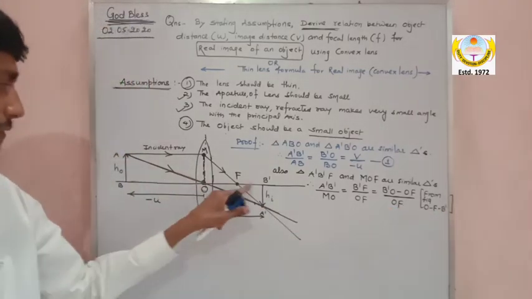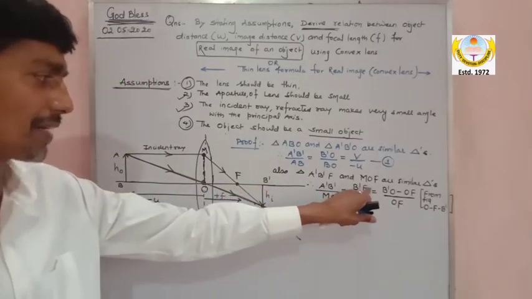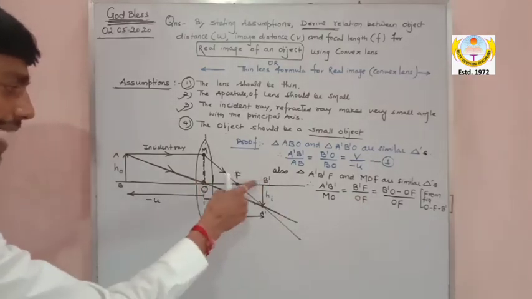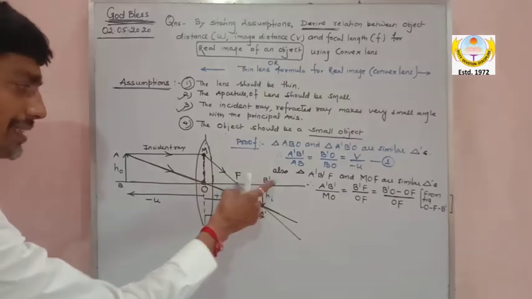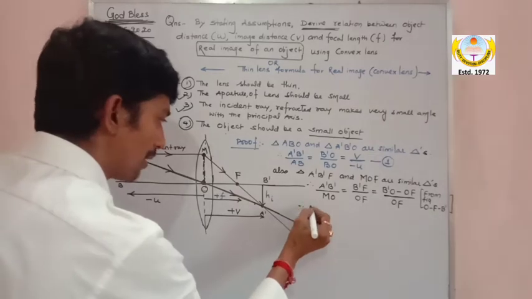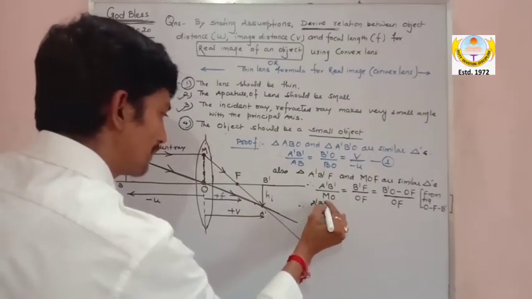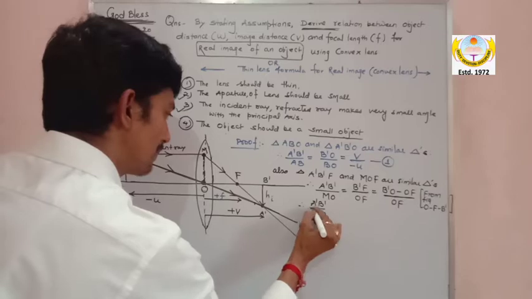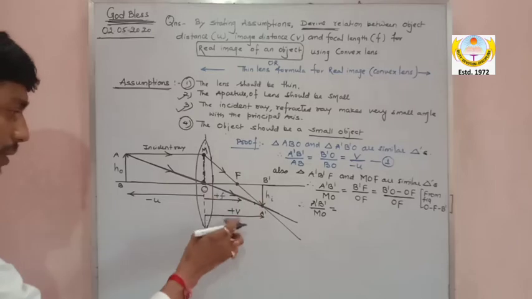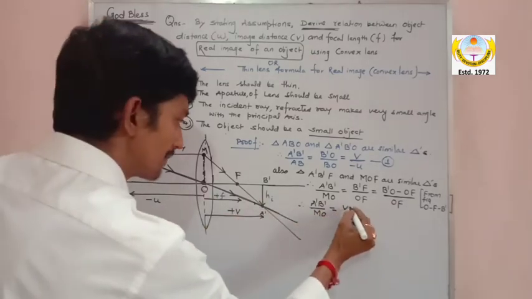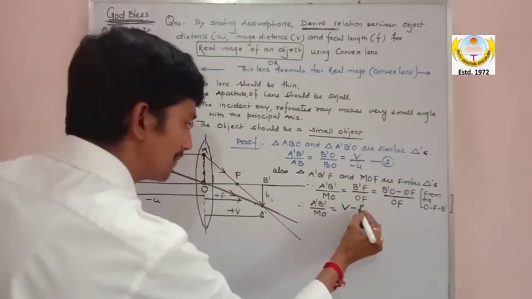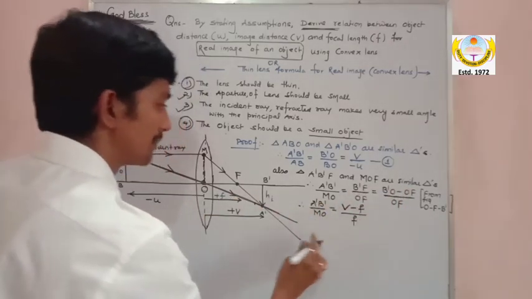OFB', you can see the figure and you can calculate the B'F value. B'F is nothing but B'O, that is from O to B', minus OF, which will give me FB'. So therefore this will be A'B' upon MO is equal to B'O. You can see B'O is your V minus OF is F, divided by F.